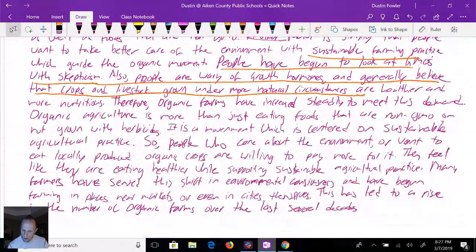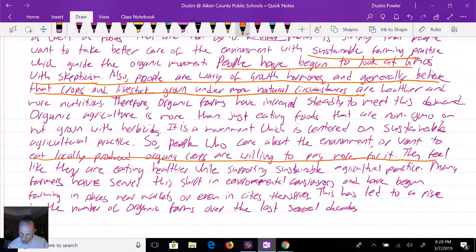So people who care about the environment or want to eat locally produced organic crops are willing to pay more for it. They feel like they are eating healthier while supporting sustainable agriculture practice. Many farms have sensed this and shifted environmental consciousness and have begun farming in places near markets or even cities. And then connecting the dots, this has led to a rise in the number of organic farms over the last several decades.